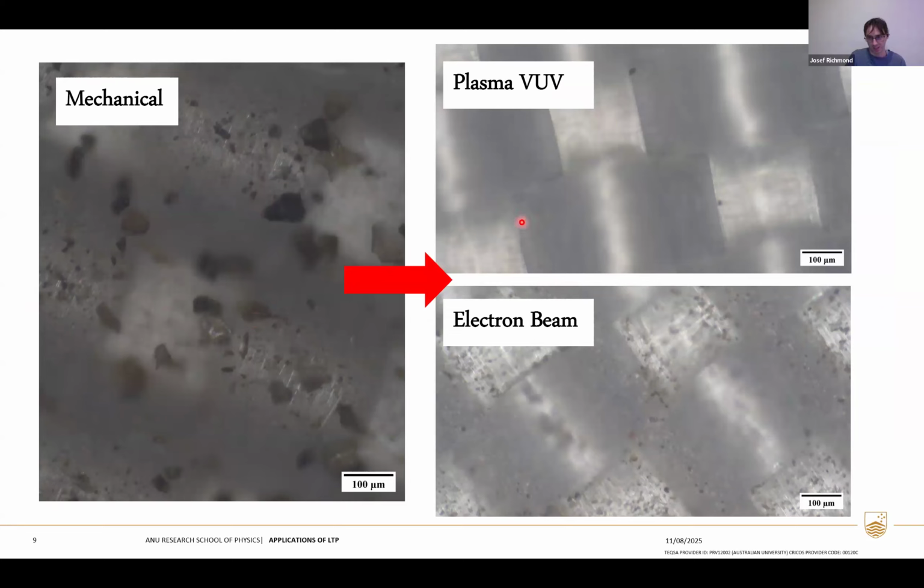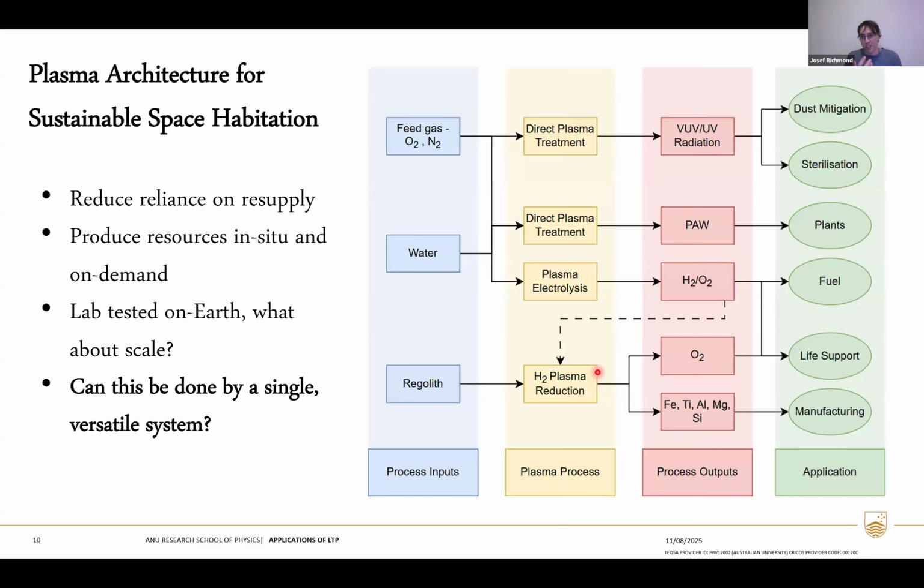When you hit it with the plasma and the VUV, you really do make it quite nice and fresh again. Obviously, there's still a few bits and pieces hanging around, maybe in the 5 micron range or smaller, but it's much better compared to just electron beam cleaning, where you've obviously still got all these bits and pieces left over, the really fine stuff. Now, those were just 3 cherry-picked applications, but there is a lot you can do. So here is just a very simple, rough plasma-based architecture to support human habitation of these different environments.